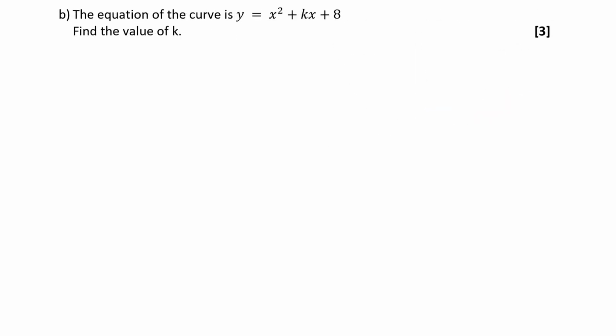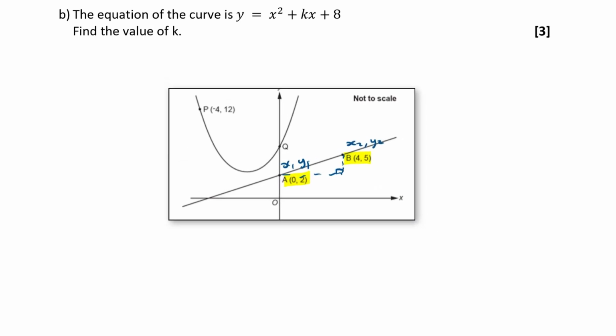Part B says the equation of the curve is y is equal to x squared plus kx plus 8, so it is a quadratic, and we need to find the value of k. Now you remember that on the graph we had a point P given which had the coordinates -4, 12. So subbing that into the equation, we should know everything other than k, shouldn't we? So let's do that then.